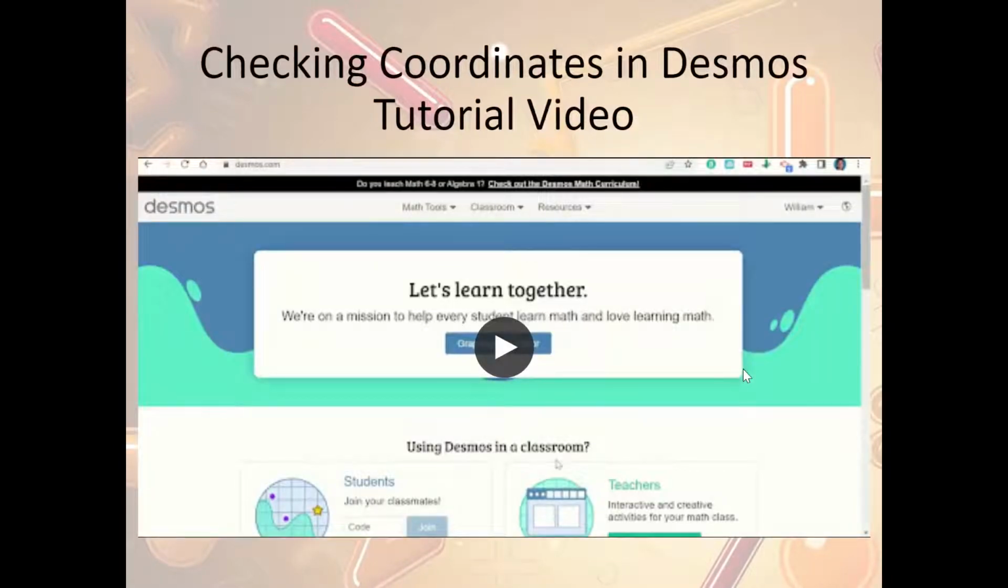There's a video here now that shows you how to check your coordinates in Desmos. You can watch that as well.